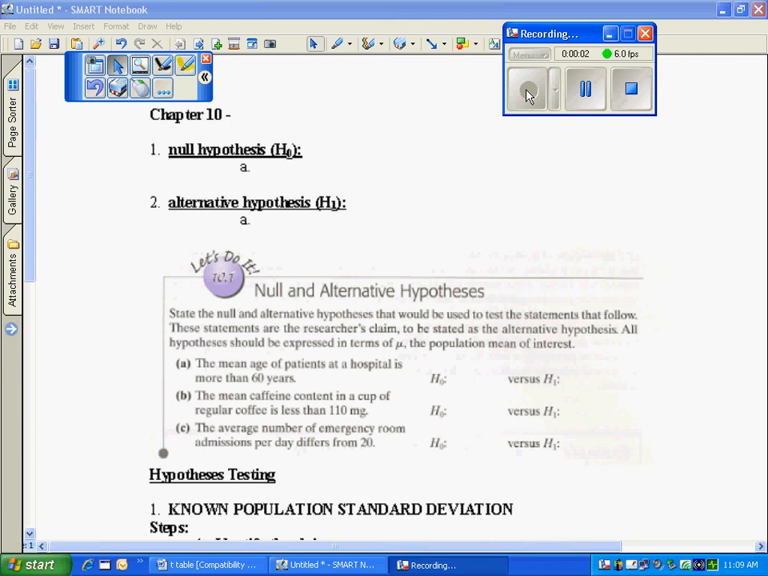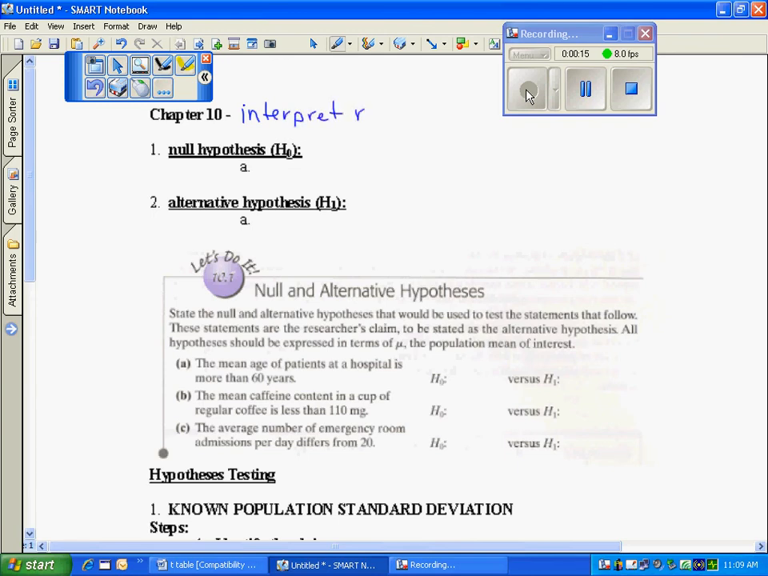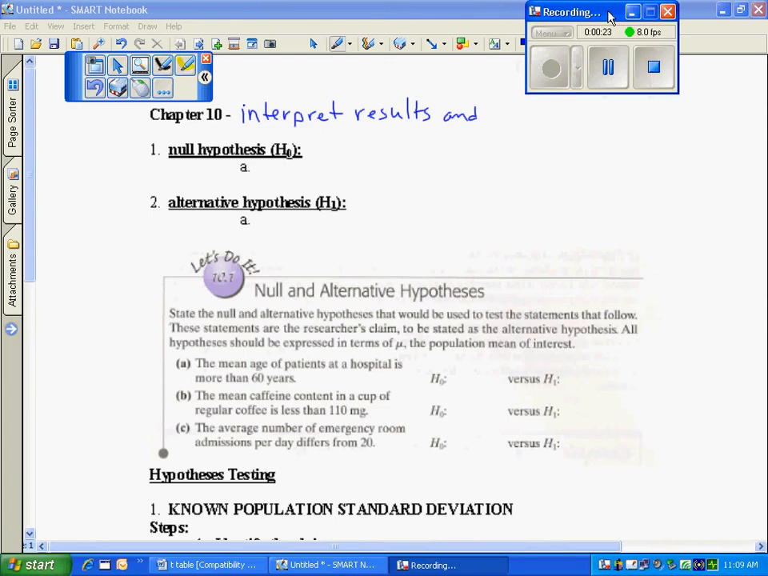The last chapter of this course, chapter 10. What we're going to do is again make decisions like we did in chapter 1, part 2. We're going to take our data, interpret it, and take those results and use that to make decisions.